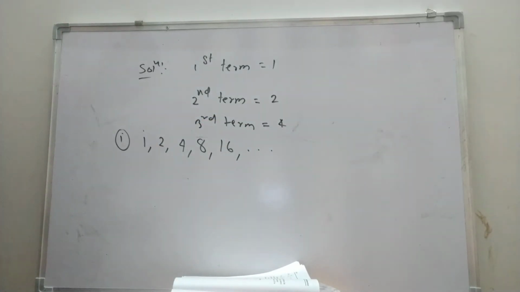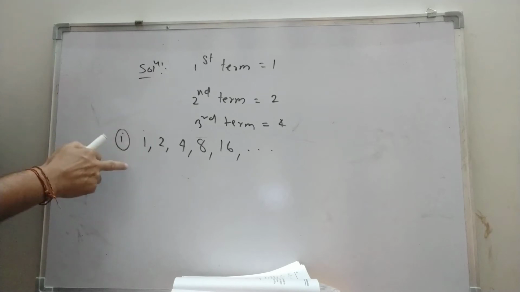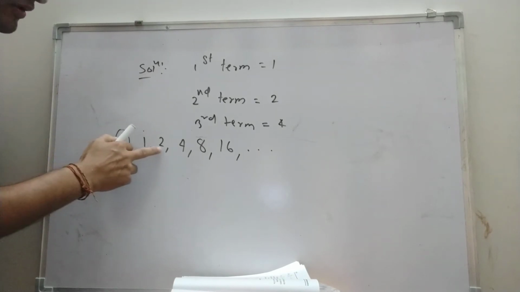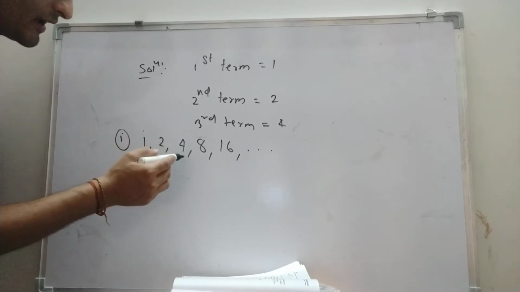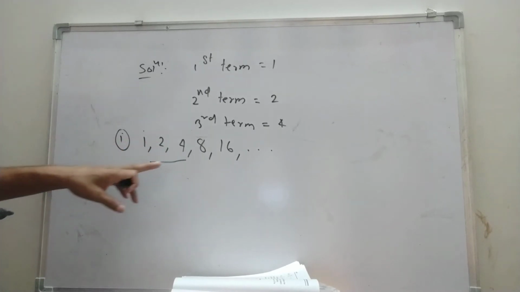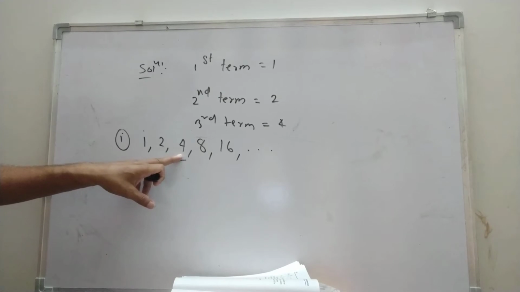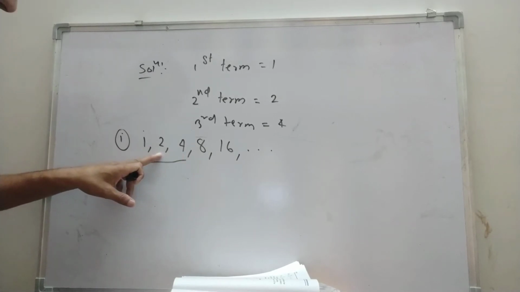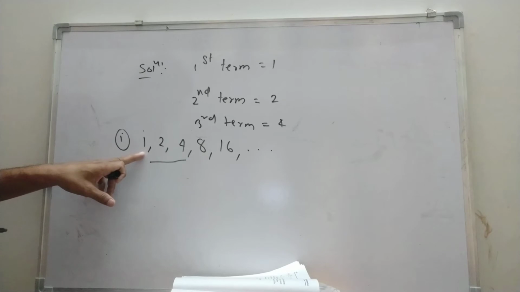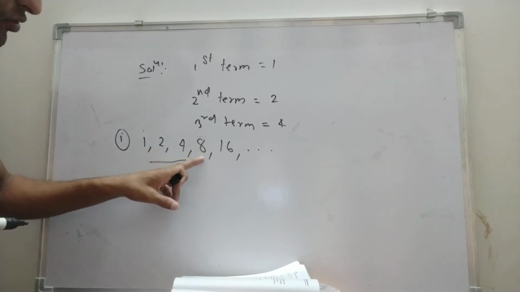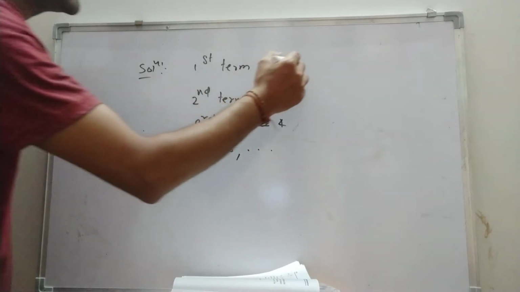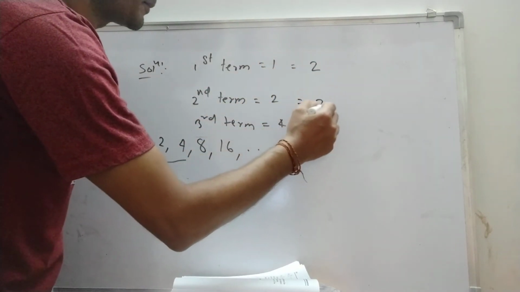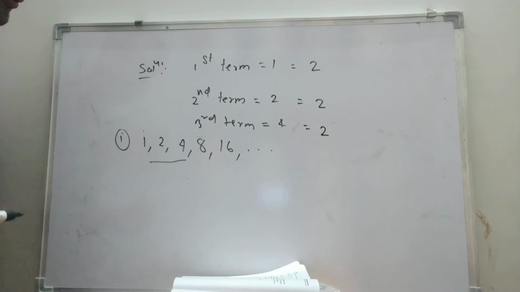Now look here. If you observe the first term, the second term, and the third term, we can get a little bit of an idea. It is 2 to the power 0, it is 2 to the power 1, it is 2 square, it's 2 cube, it's 2 to the power 4. So that means everything is in powers of 2, I think. But students, what about 16?